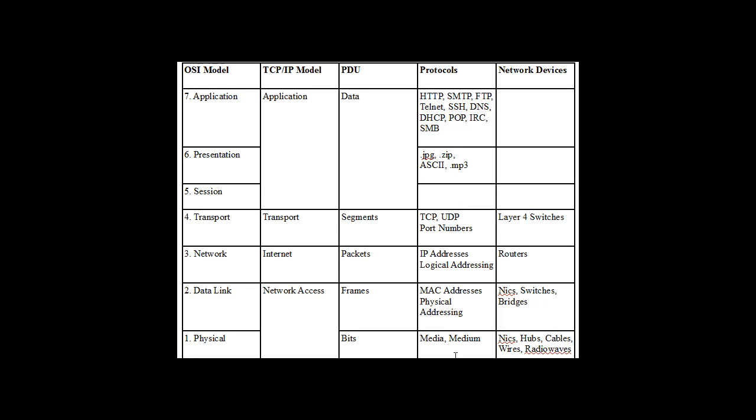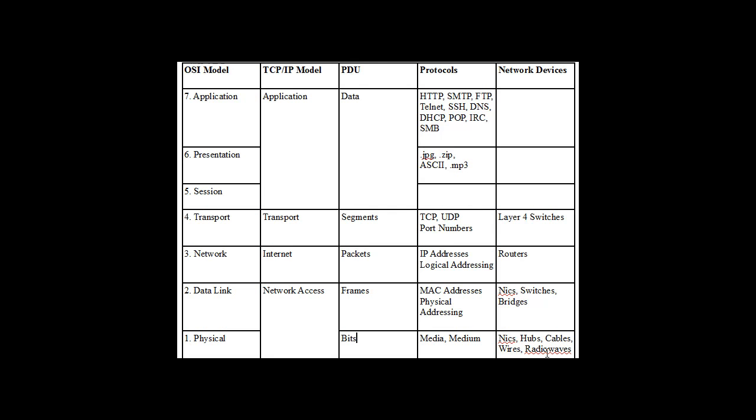And they're not all protocols. Like when I put media and medium here, that's not a protocol, right? I just stuck it in there because it's nice to know that at layer 1, if they say media or medium, they're talking about layer 1, they're talking about the wire, radio waves, cables, hubs, but this is not a protocol per se. Okay, so let's talk about the network devices that happen in each layer, and this is really helpful in answering lots of questions and doing well on network tests.